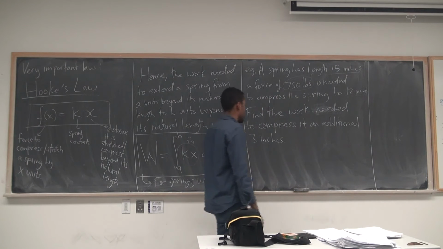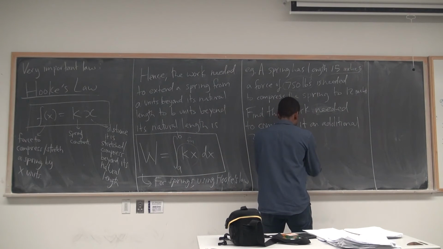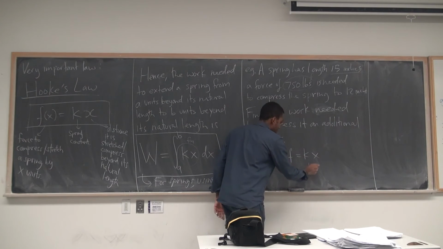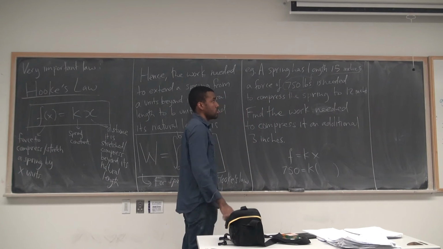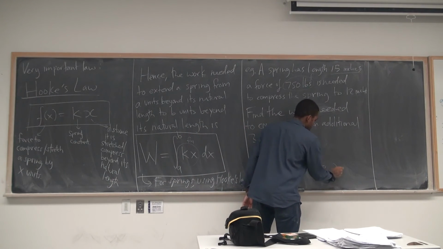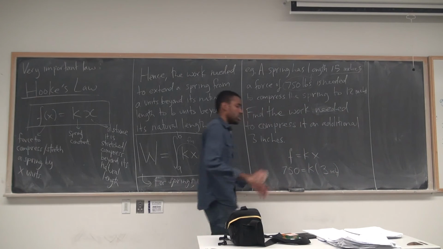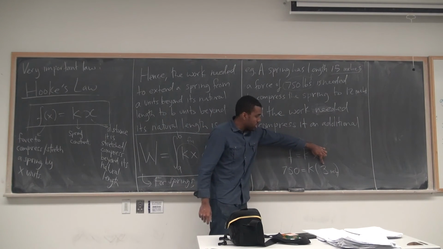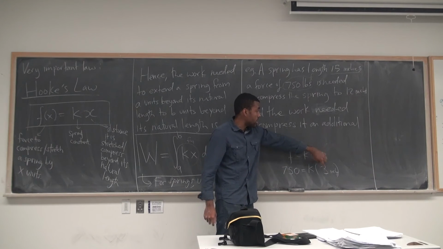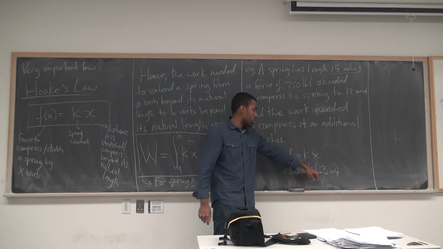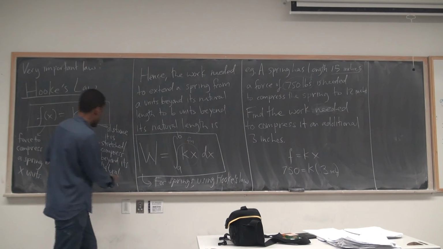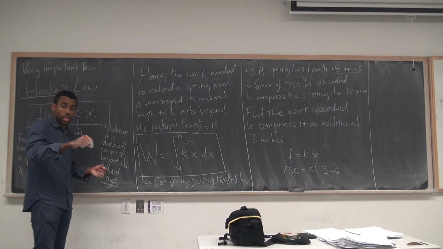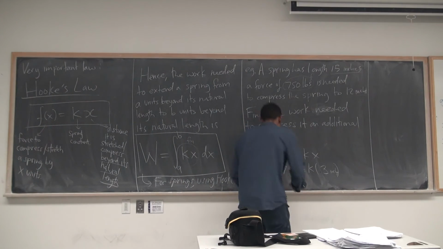So if I'm starting out with F equals K times X, my F is going to be 750. My K is going to be here. What's the X going to be? 3 inches. Let's keep the units in inches just to be simplistic. So I need a force of 750 pounds to compress my spring by 3 inches beyond its natural length. Notice that I don't put the 15 here and I don't put the 12 here. X is measured beyond its natural length. You're just measuring the distance between its natural length and the position you're currently at.